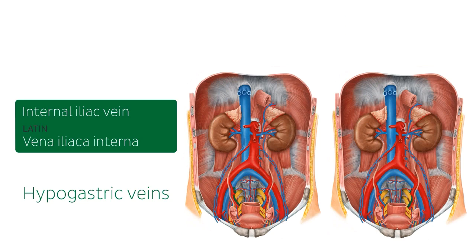The internal iliac veins carry deoxygenated blood from the veins of the pelvic viscera and the perineum to the inferior vena cava via the common iliac veins, these veins that you see here, which then connect to this blood vessel here, which is the inferior vena cava.